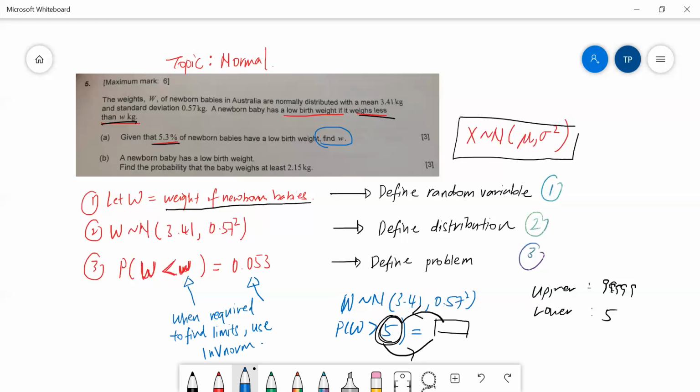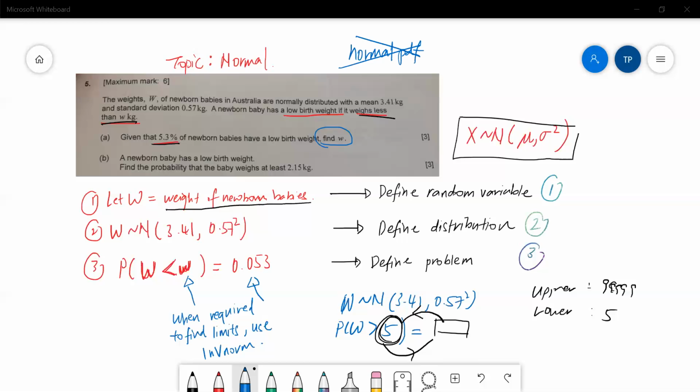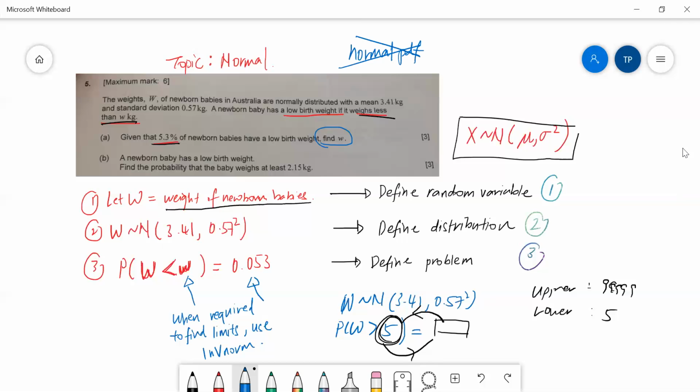Wait, so for normal CDF and normal PDF, is it the same? Different. You never ever use normal PDF. You always use CDF, right? Yes, it's not in our syllabus. Don't use that, okay? So inverse norm. The area is 0.053.